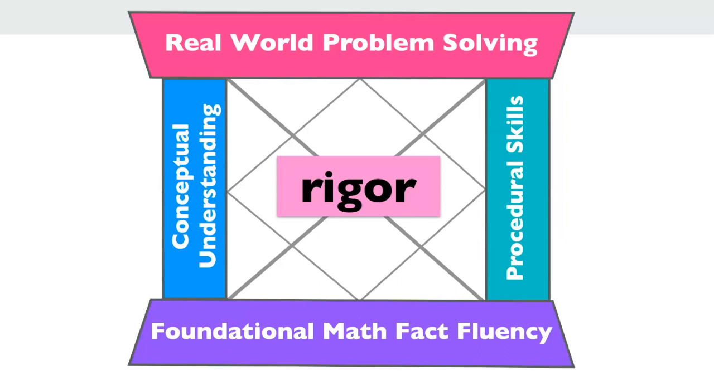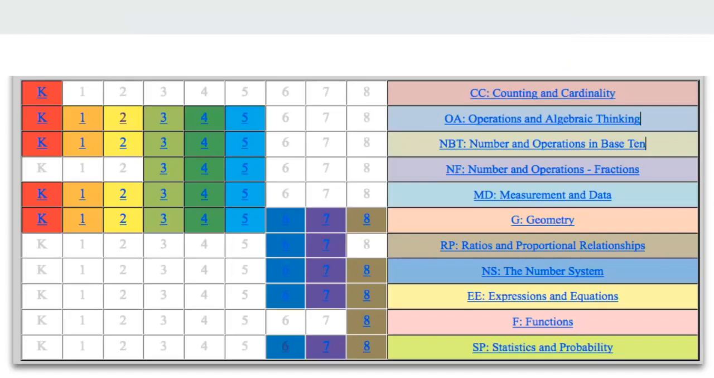A third shift is in rigor. This shift emphasizes the need for students to pursue conceptual understanding, procedural skills and fluency, and real-world application with equal intensity. You'll see me use this image again shortly. The math content standards come in different strands that are developed over time. You can see some of the horizontal and vertical alignment in this image.